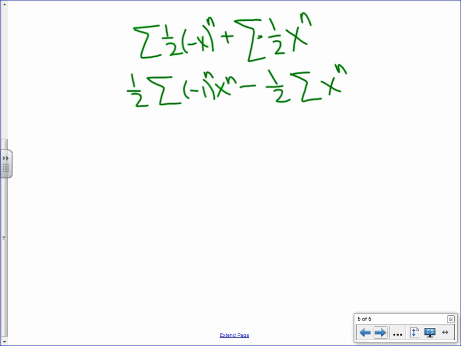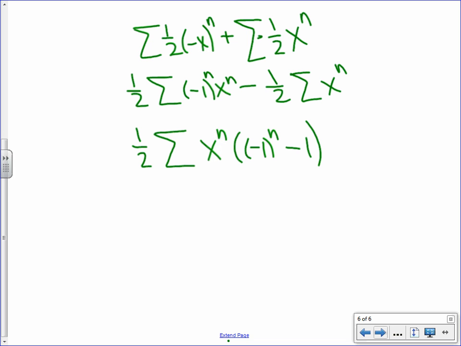So now, can we combine these two? First of all, I'm going to put a 1/2 on the outside. So we have the sum of negative 1 to the n, x to the n, minus x to the n, correct? So what I'm going to do is write this as x to the n times negative 1 to the n minus 1. Surely there is a simpler way of writing this.